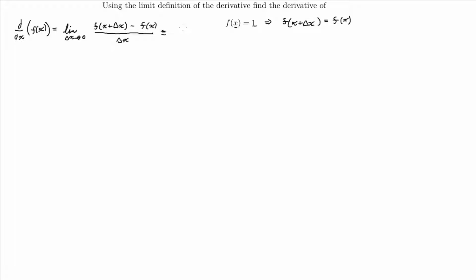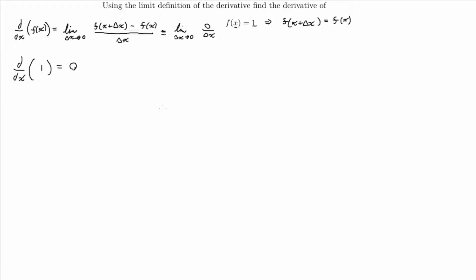So what that means then is that this numerator is just 0. 0 over delta x. And 0 over delta x is just 0. So that means that the derivative with respect to x of 1 is equal to 0, right?